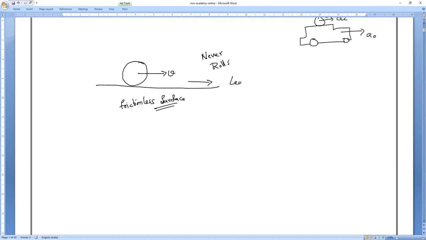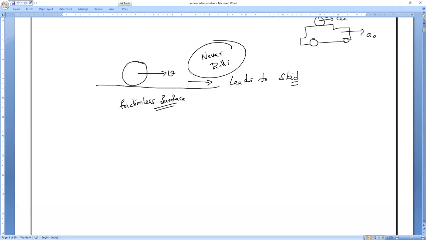So if there is no friction, what will happen, guys? When we are walking, if there is no friction, what will happen? If you are walking on an oil surface, are you able to walk? Yeah, you will be skidding. That's what will happen. If it is a frictionless surface, then it is not possible to roll the object. It will lead to skidding.